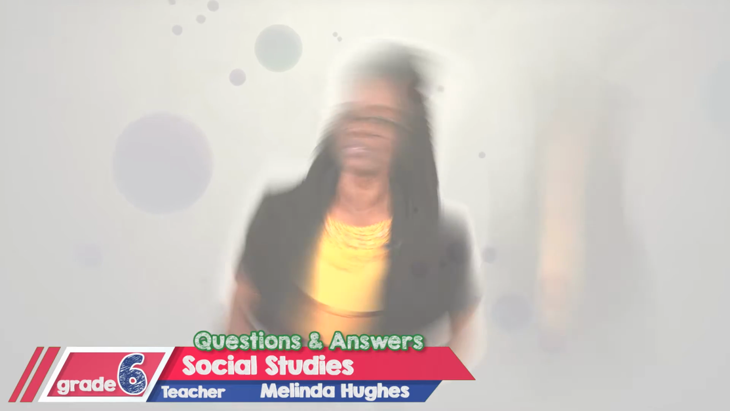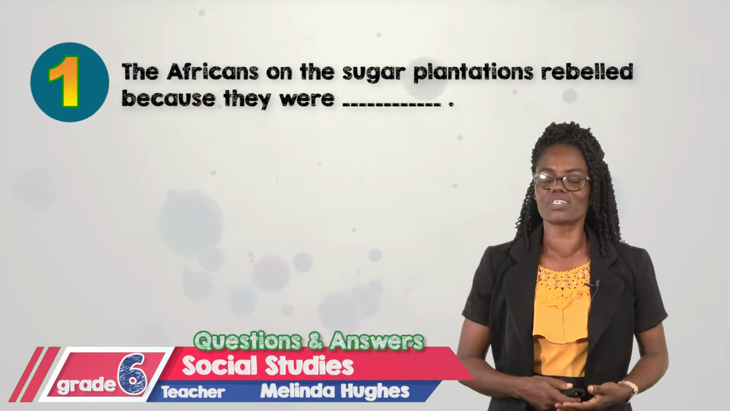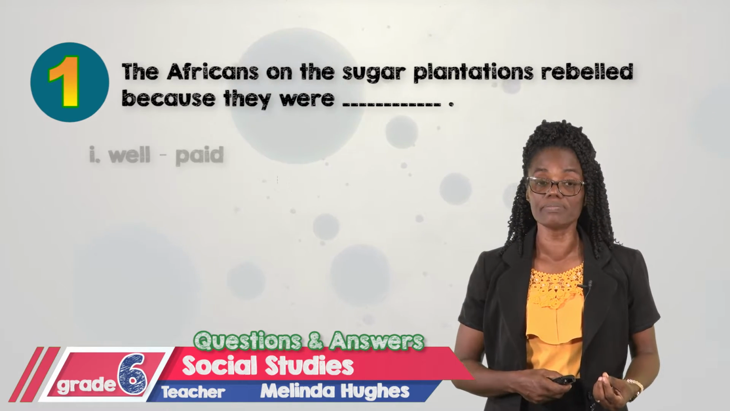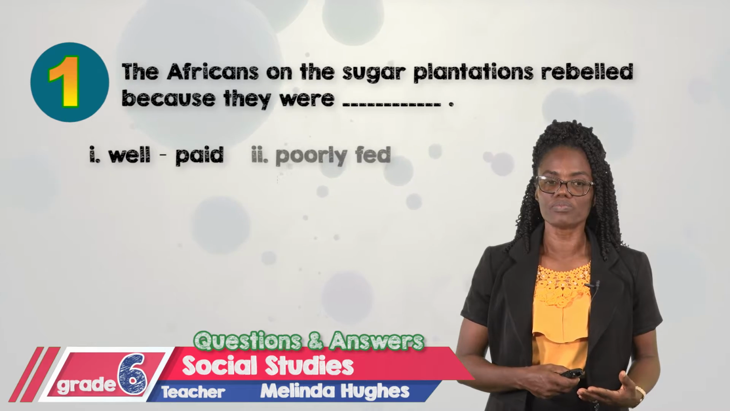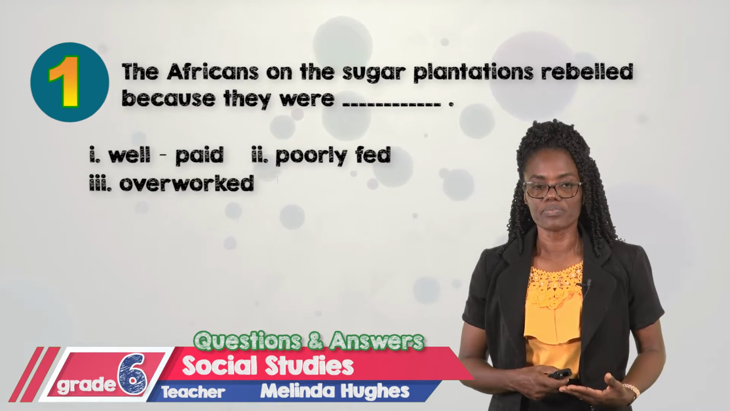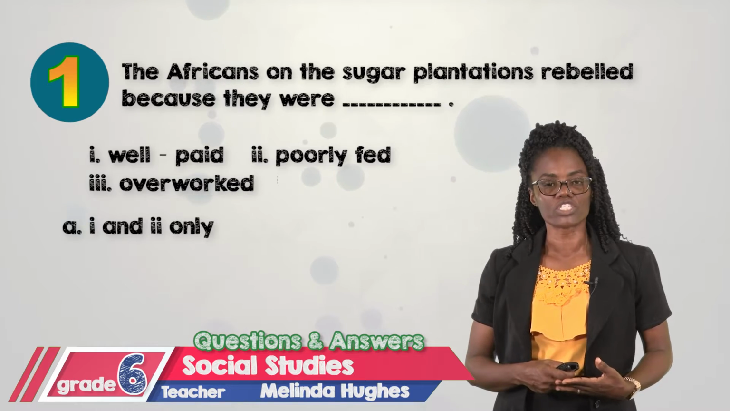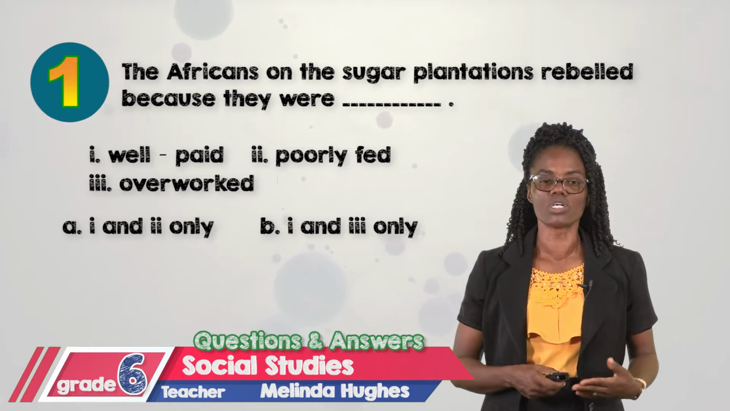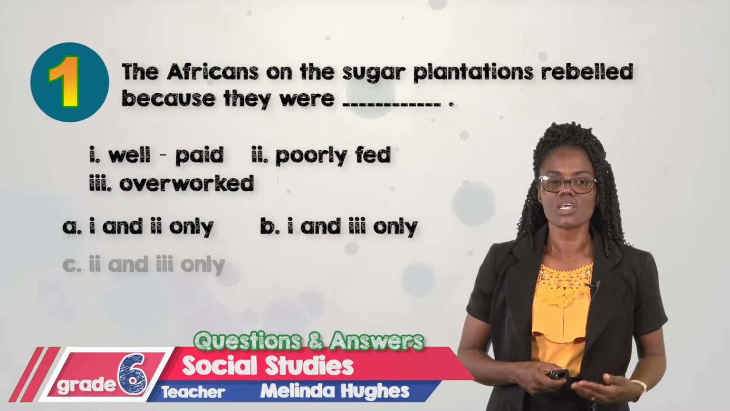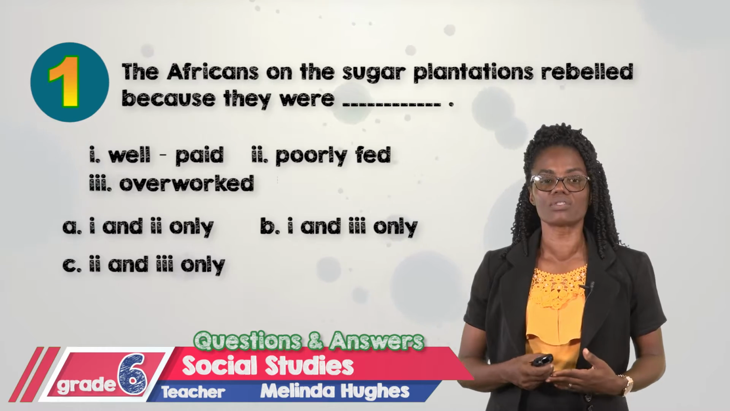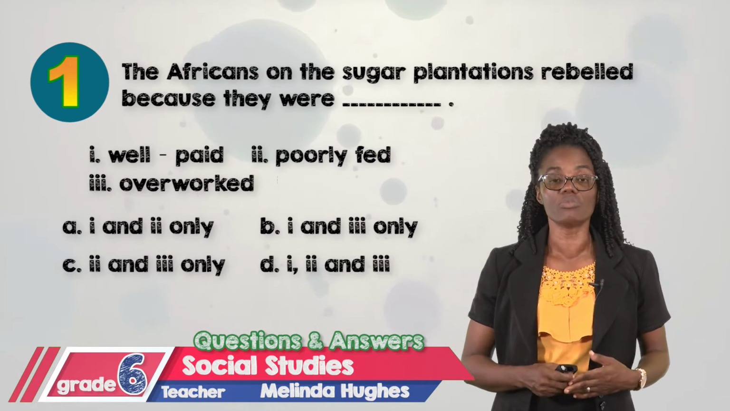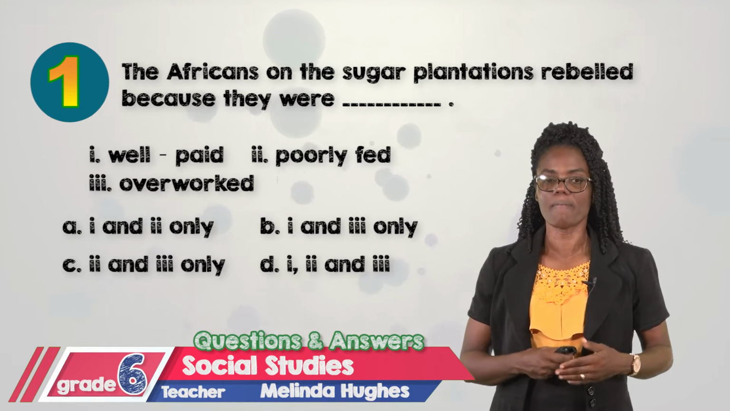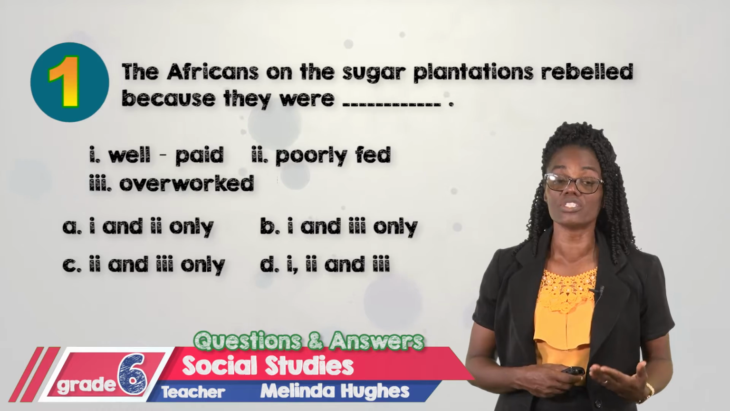So, let's begin. Question 1. The Africans on the sugar plantations rebelled because they were 1, 2, 3. A has a combination of 1 and 2 only. B has a combination of 1 and 3 only. C has a combination of 2 and 3 only. And D has a combination of 1, 2, and 3. You are writing either A, B, C, or D near to question 1.